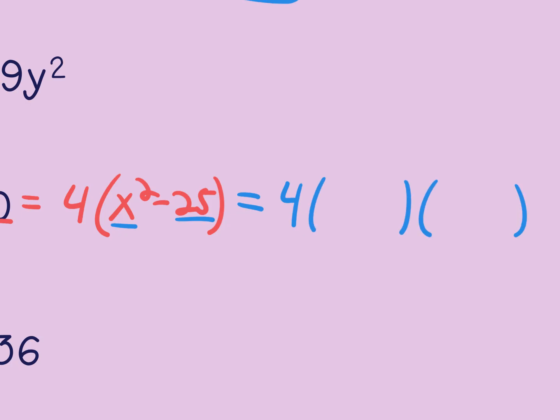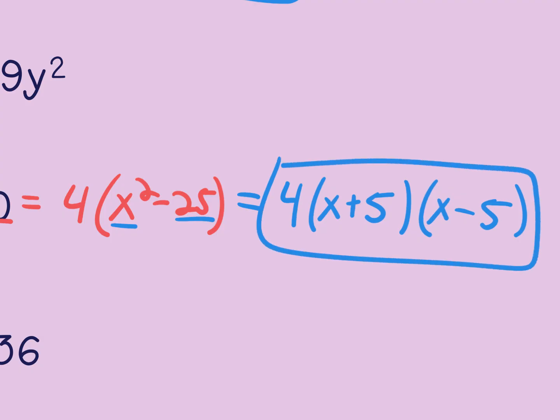We're still going to have that 4 on the outside, but what's our rule with difference of perfect squares? It's like the square root. Plus and minus. Good, right? Square roots and then 1 plus, 1 minus. So the square root of x squared is x, and the square root of 25 is 5. So x plus 5, x minus 5. And that is fully factored.